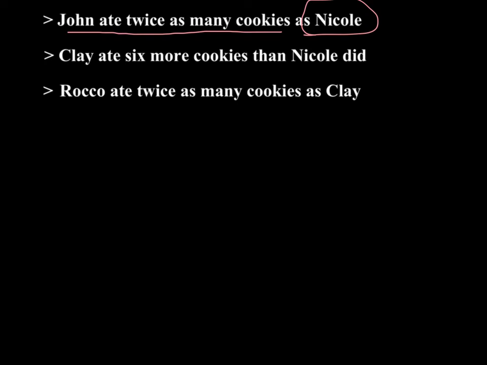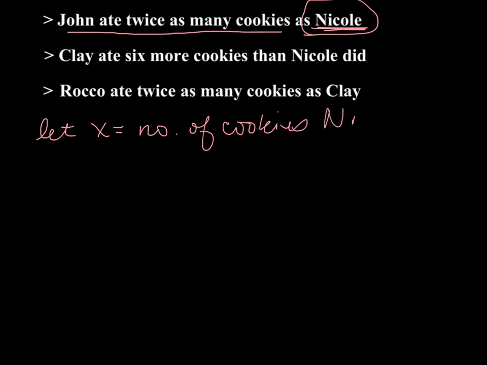Which person don't we know first? John ate twice as many cookies as Nicole. Well, the easiest way to go about this would be to start with Nicole. So my very first let statement, my very first expression, is going to start with Nicole, and it's going to say let x equal the number of cookies Nicole ate.